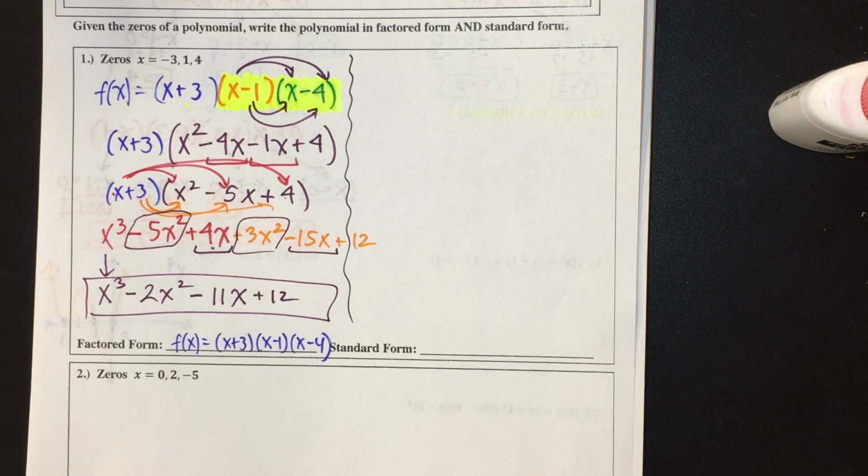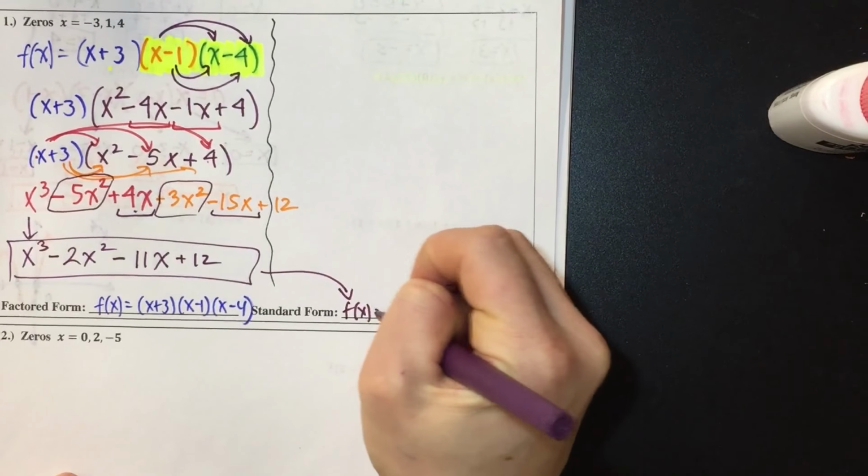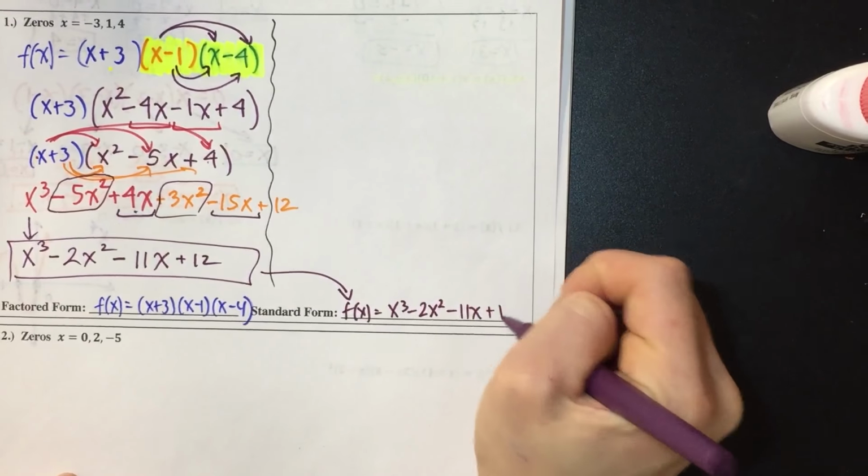Yeah, exactly. Why do you think I'm doing this on block day? And that's standard form. F of x equals x to the third minus 2x squared minus 11x plus 12.